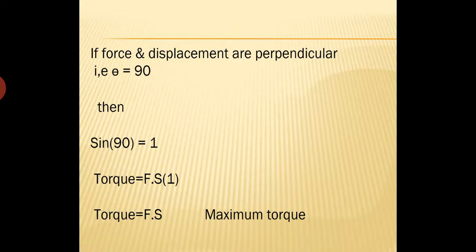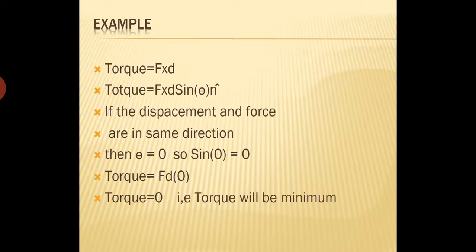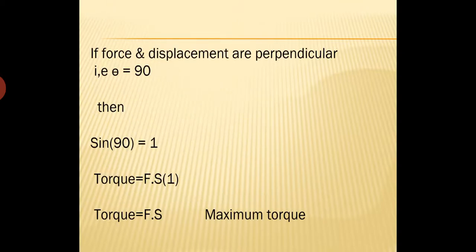And if force and displacement are perpendicular to each other, that is theta is equal to 90 degree, then sine 90 is equal to 1. Putting sine 90 is equal to 1 in the equation, we will get torque is equal to F D into 1, which is F D, which is the maximum value of the torque. So when the force and displacement we apply at 90 degree to each other, then the torque will be the maximum torque.